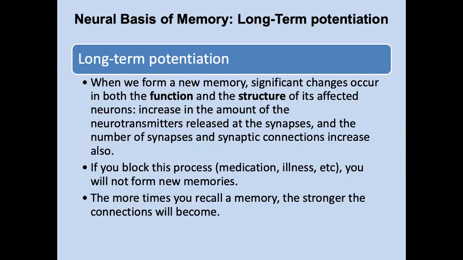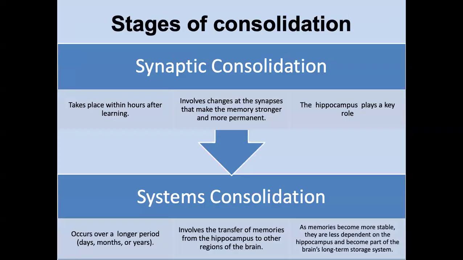So when, oh, I went back, sorry. Right. So the synaptic consolidation, sorry, is when it's within a few hours after the learning. And this is where the changes at the synaptic level make it stronger with the neurotransmitters that help with memory. You're creating new neurons, all of that. The hippocampus plays a role in this kind of consolidation. So this is the first step.